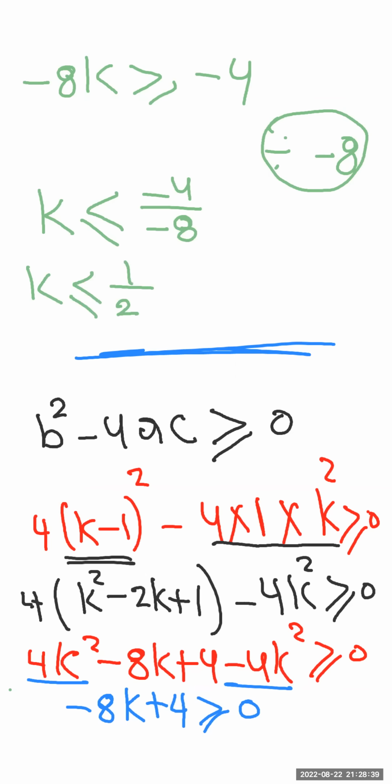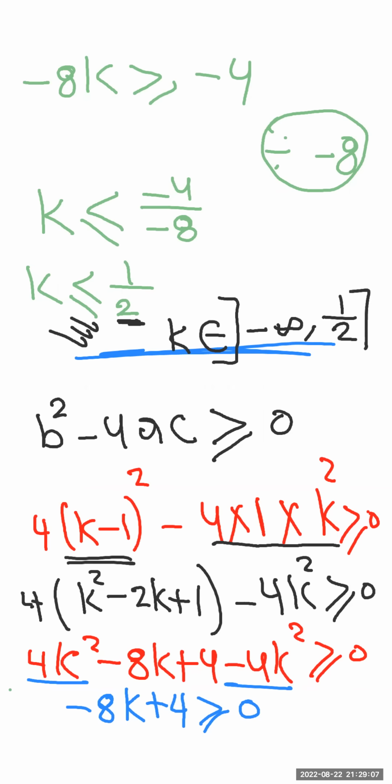Okay, guys? Okay, great. Now, the last step of the solution: k belongs to the interval smaller than half. So negative infinity and half. Negative infinity, of course, is open. Half, smaller than or equal, closed from the side of half. That's it. The question is finished.